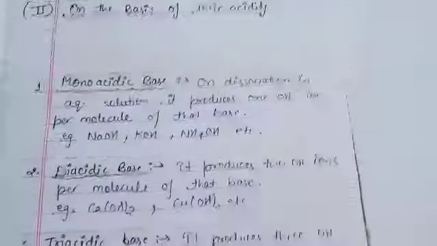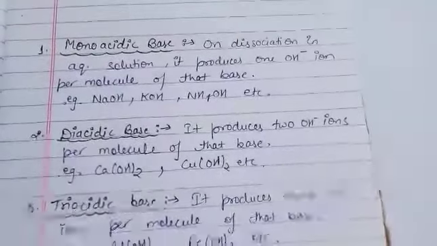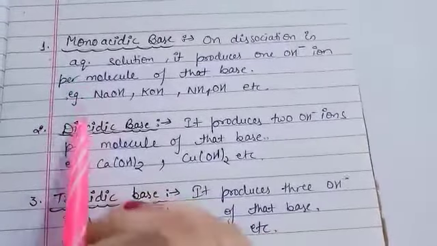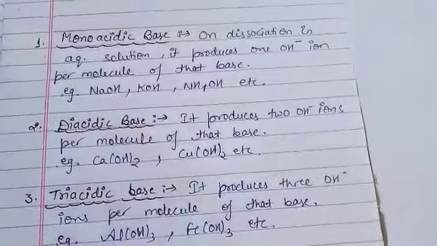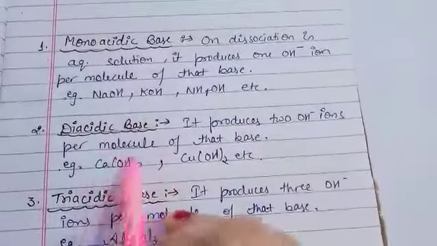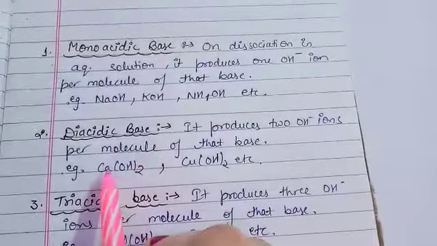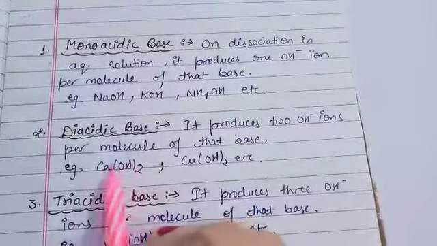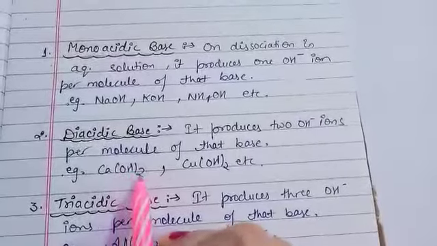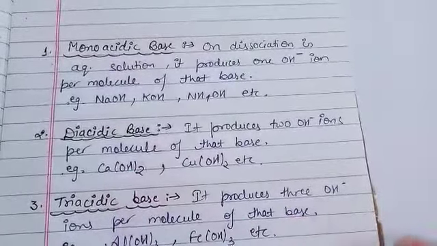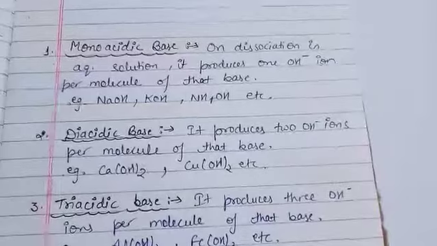Now second, we have the diacidic base. Di means two. Those which produce two hydroxyl ions per molecule are known as diacidic bases. For example, Ca(OH)2. It gives two OH negative ions. Same with magnesium hydroxide, etc. We have so many examples.